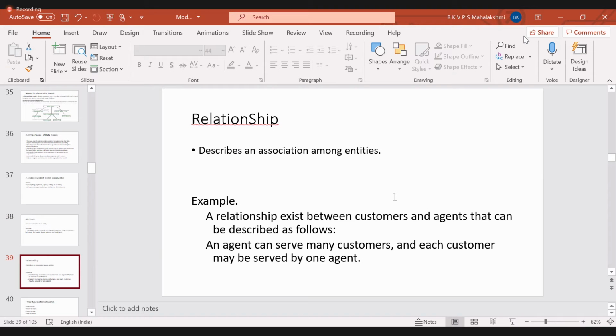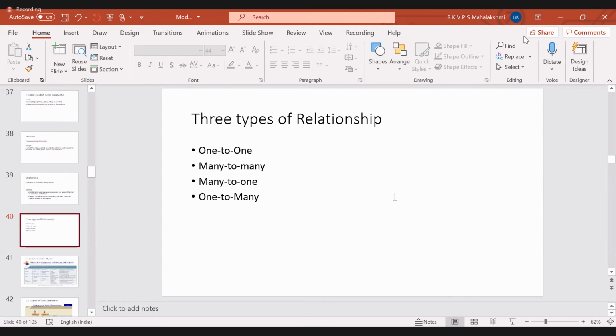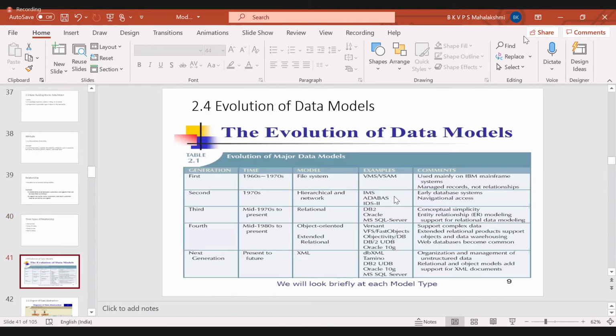Relationship. What is the relationship? It is mainly used to maintain the relationship among the entities. So it can be of any type: one to one, many to many, many to one, and one to many.